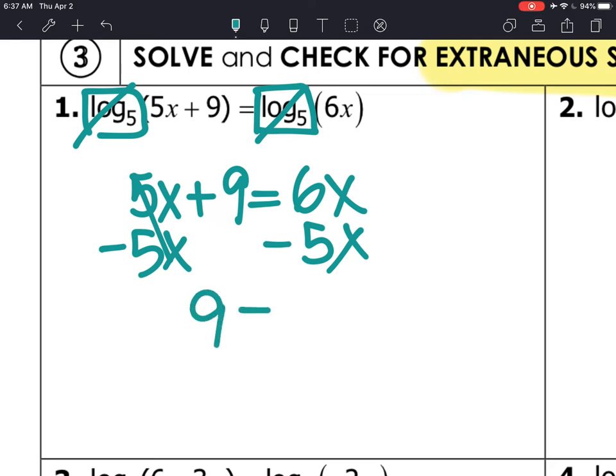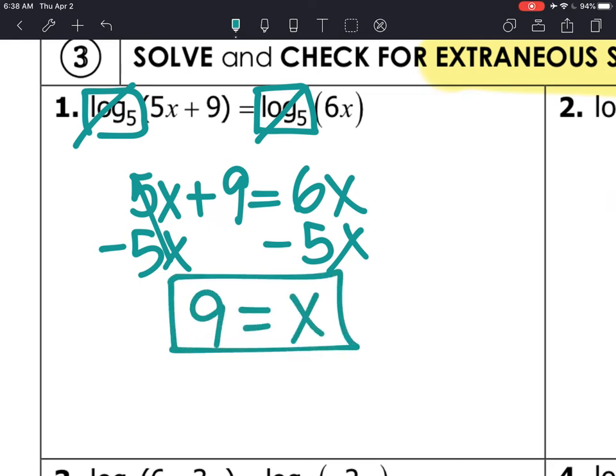And then you can subtract 5x on both sides. You'll get 9 equals x. And that should be your solution. What we could do is just always plug it back in.